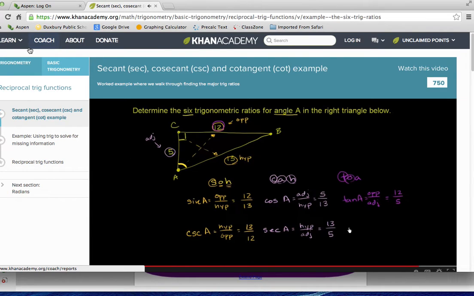Finally, let's get the cotangent. And the cotangent is the reciprocal of tangent of A. Instead of being opposite over adjacent, it is adjacent over opposite. So what is the cotangent of A? Well, we figured out the adjacent side multiple times for angle A. It's length 5. And the opposite side to angle A is 12. So it's 5/12, which is once again the reciprocal of the tangent of A, which is 12/5.